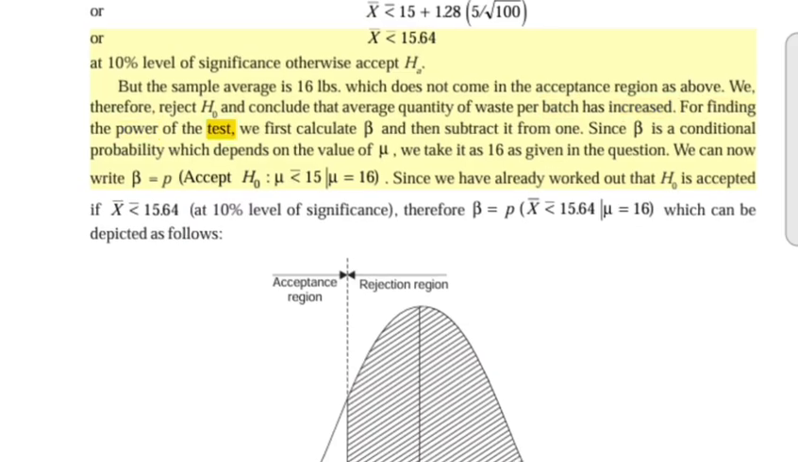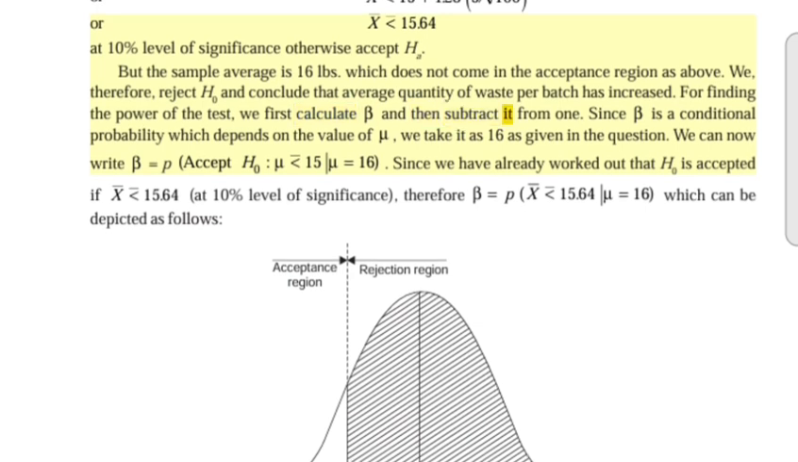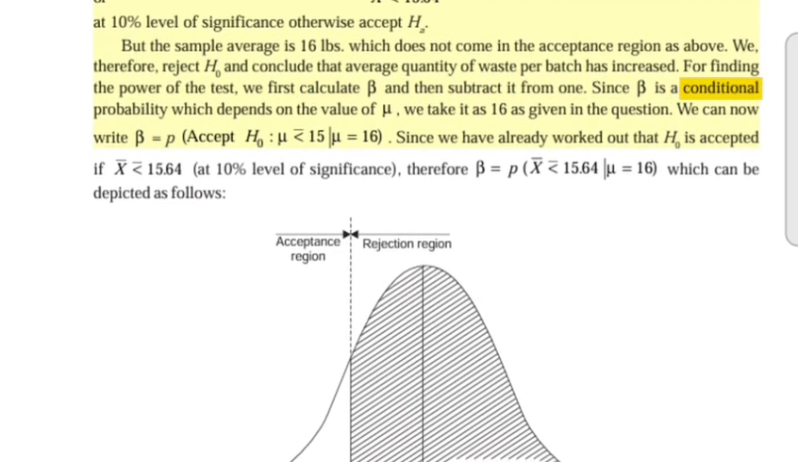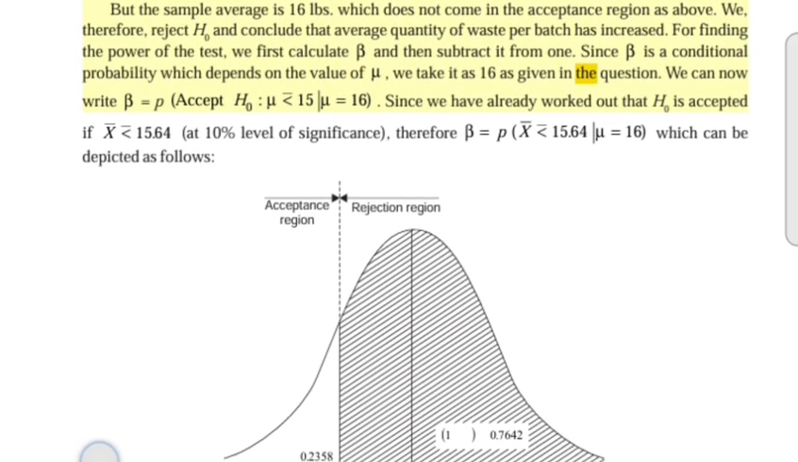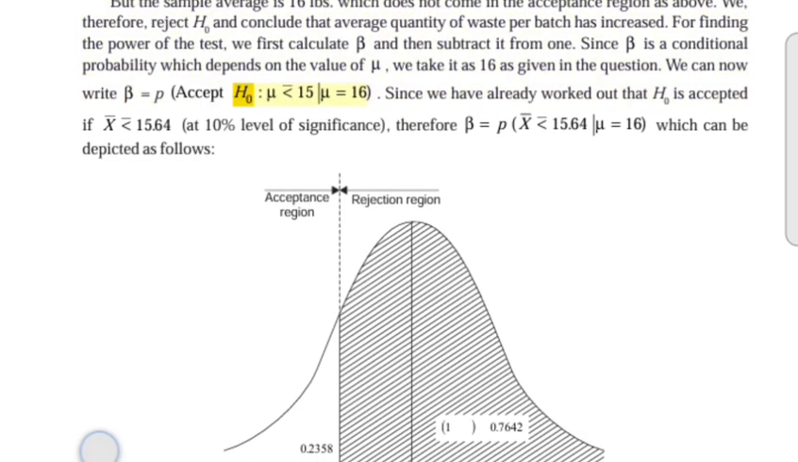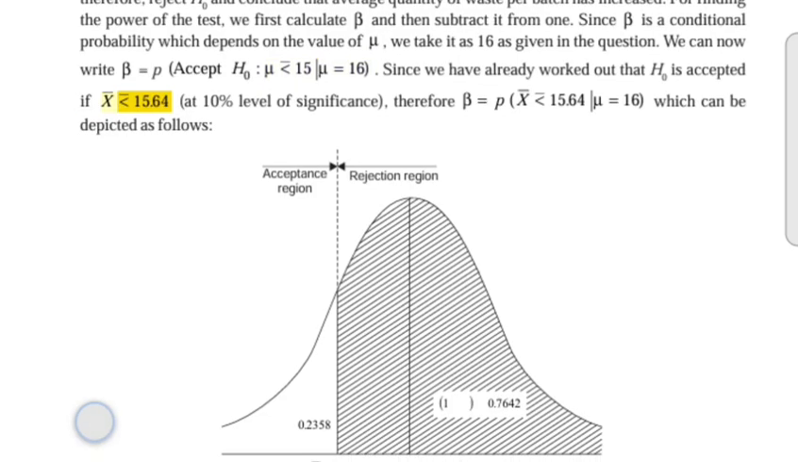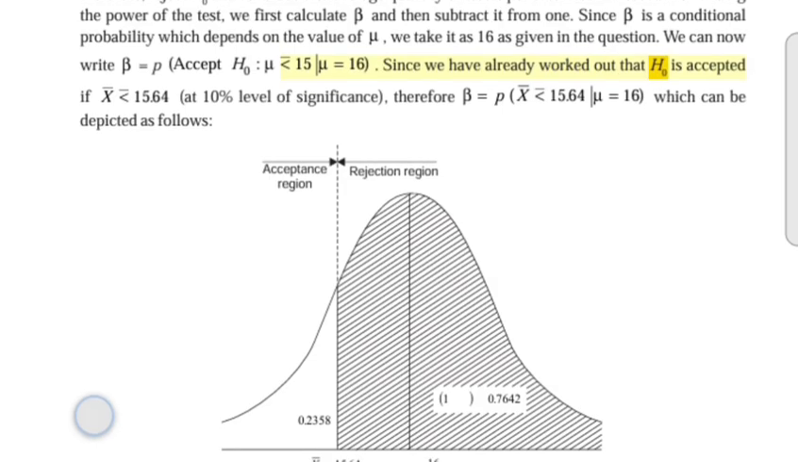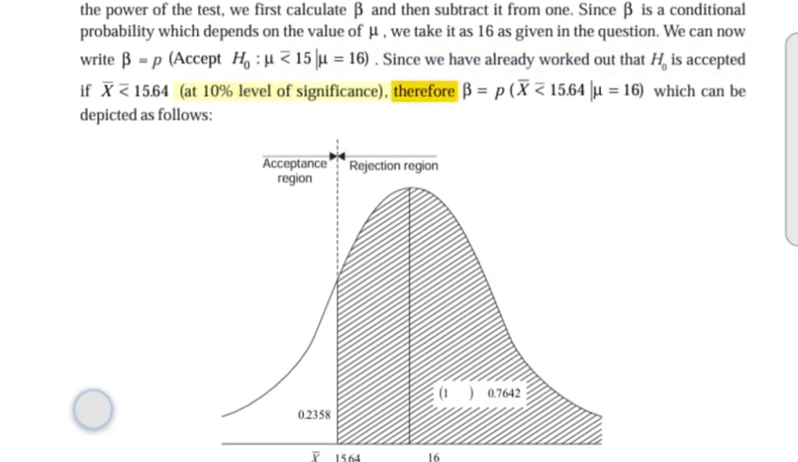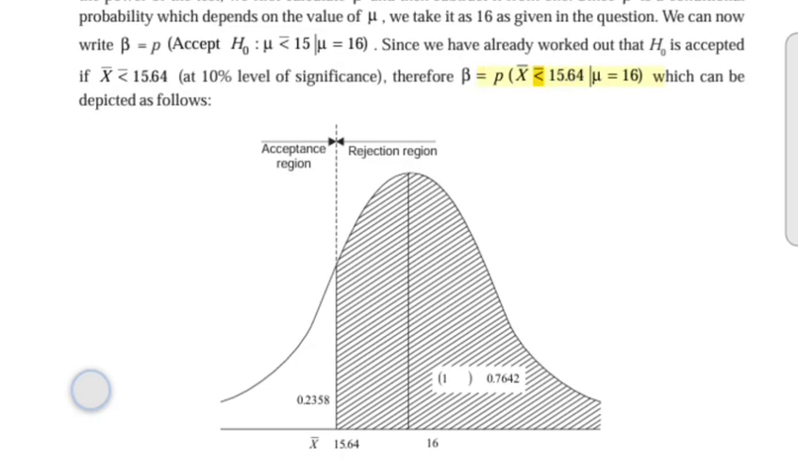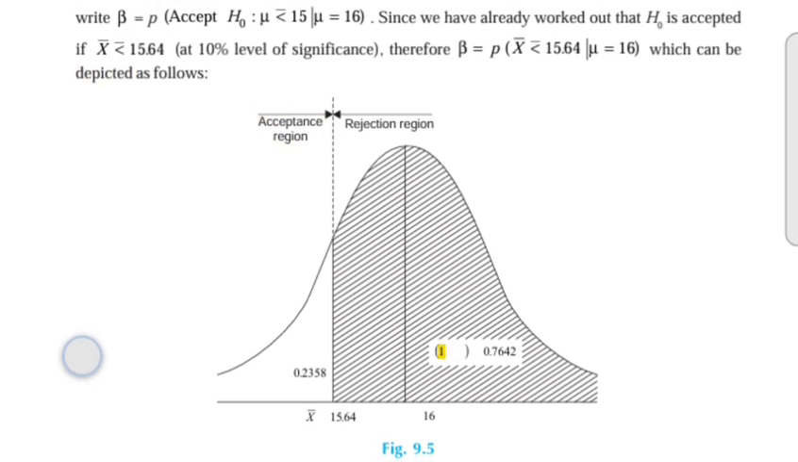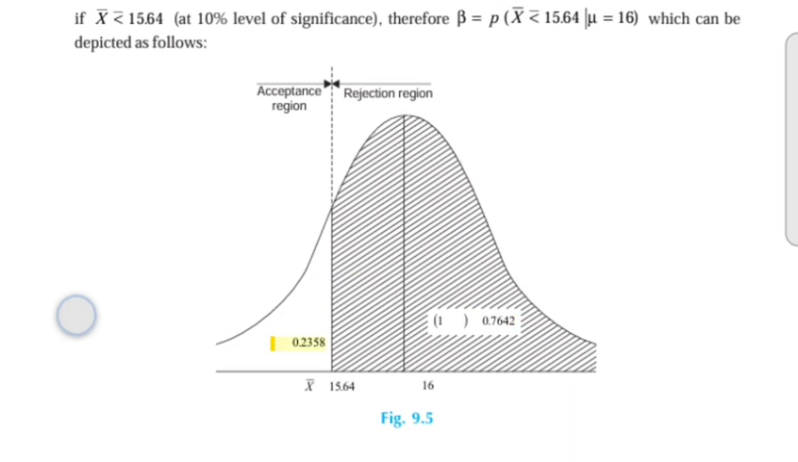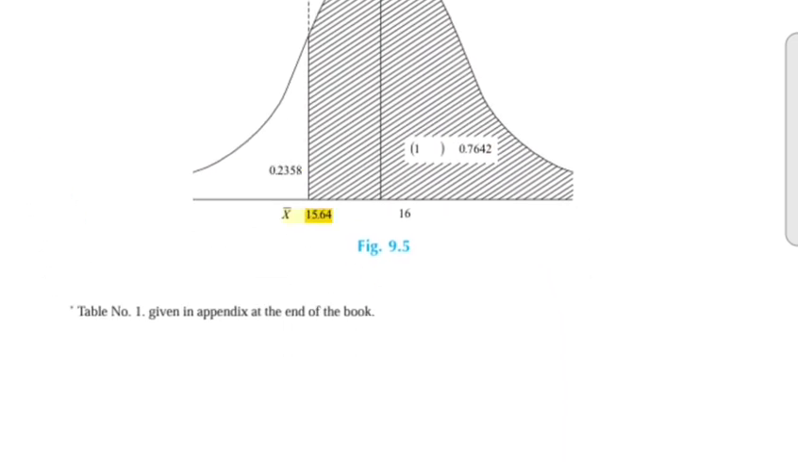For finding the power of the test, we first calculate beta and then subtract it from 1. Since beta is a conditional probability which depends on the value of mu, we take it as 16 as given in the question. We can now write beta = P(accept H0 | mu = 16) = P(X-bar less than 15.64 | mu = 16). This can be depicted as follows: acceptance region, rejection region, 1 - beta = 0.7642, beta = 0.2358, X-bar = 15.64, mu = 16.